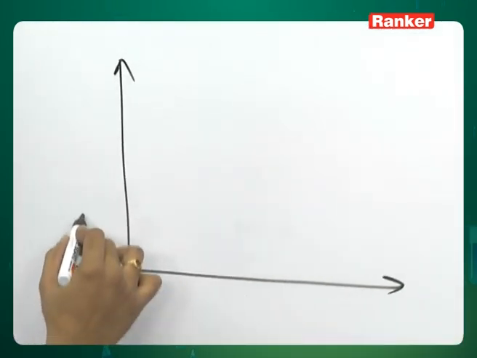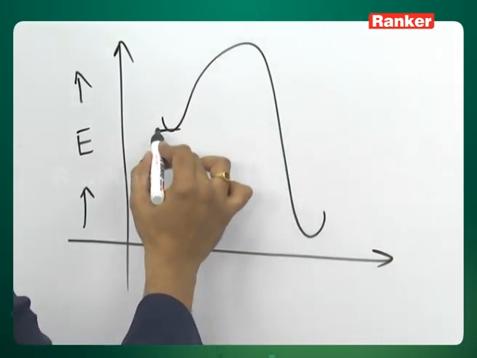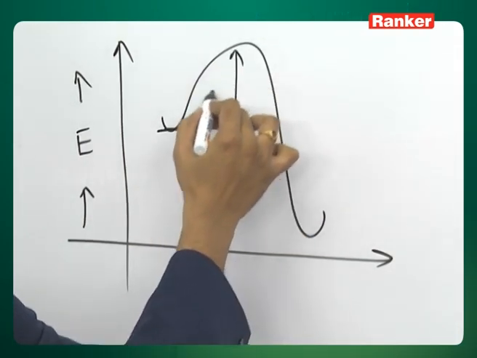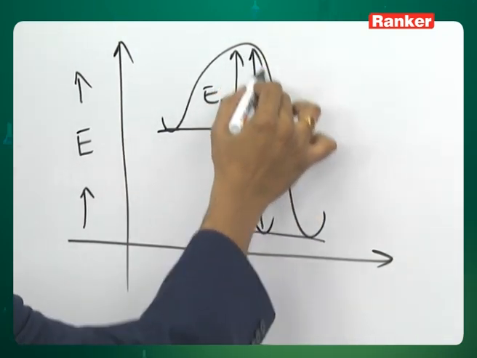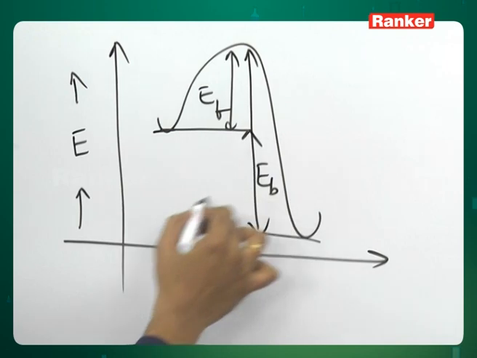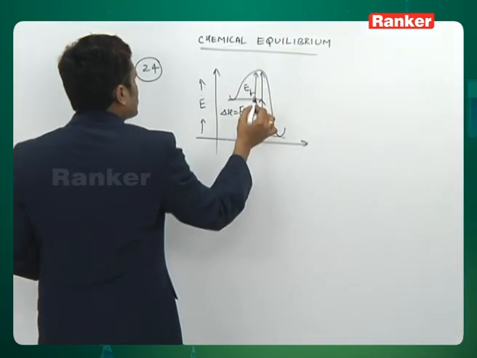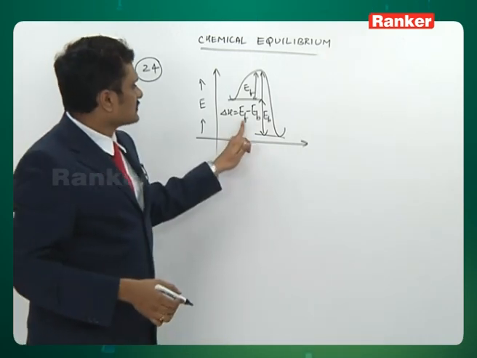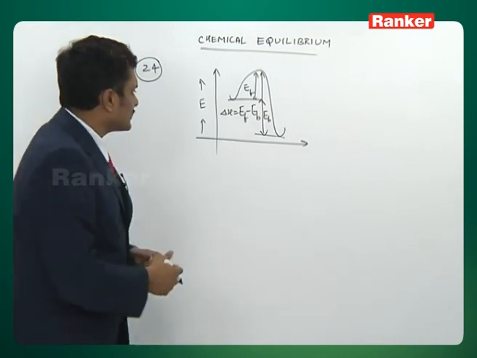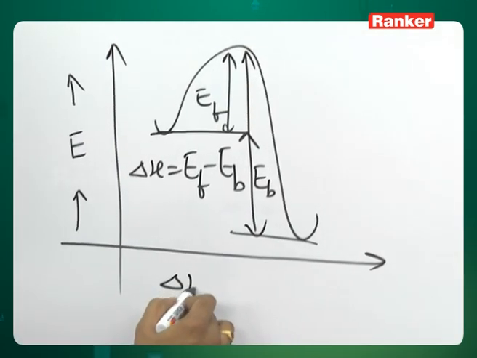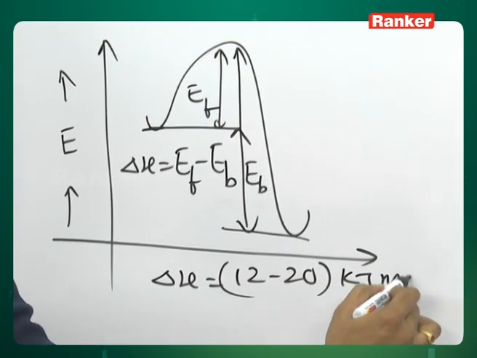equilibrium, when I am drawing it for the activation energies of the forward and backward, you can see this is the activation energy of forward reaction and this is the activation energy of the backward reaction. So, therefore, the difference is nothing but delta H. So, we always calculate the value of delta H by using the difference in the activation energies of forward and backward. In this case, it is given as 12 and 20. Hence, the value of delta H in this case is 12 minus 20 kilojoule per mole.